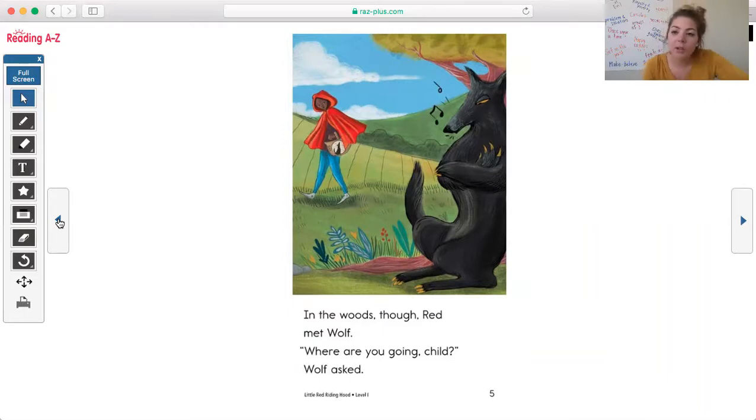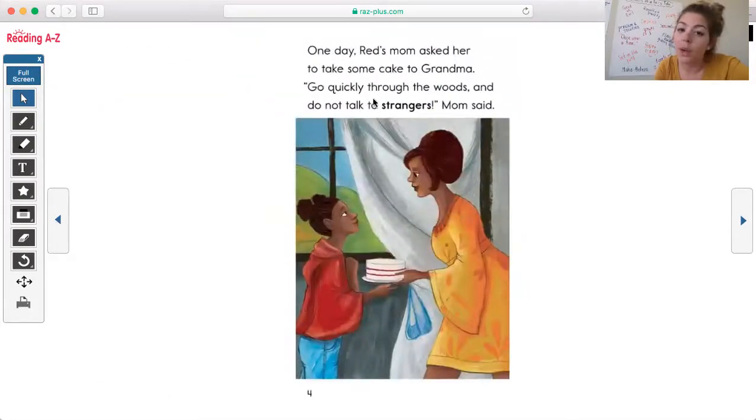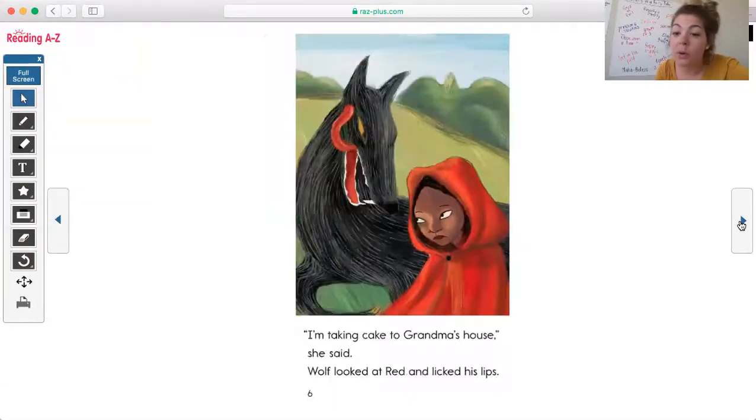Some other things that I'm noticing from the poster is there was a problem and a solution. So the problem was that Little Red Riding Hood told the wolf where Grandma lived. And the kind of message in the story was that her mom told her not to talk to strangers. On the very first page when it says, go quickly through the woods and do not talk to strangers. And did Little Red Riding Hood listen to her mother? She did not. As soon as the wolf spoke to her, she spoke right back to him. And so she did not listen to her mother.